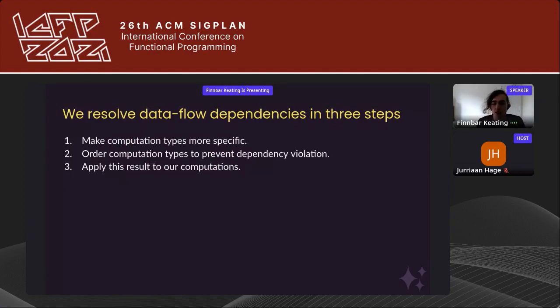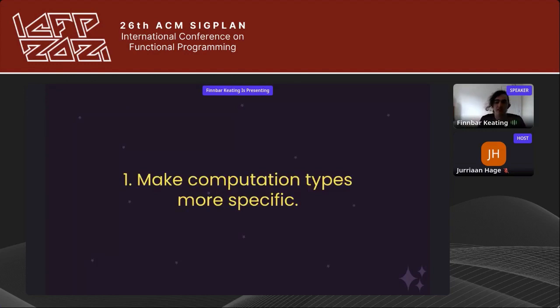Then finally, we're going to take this compile time result, this new type that we've got that correctly orders the computations, and apply this result at runtime, which requires a few extra steps that we're going to briefly talk about. So, first section, make computation types more specific. As I said, we're going to look at how these computations are currently typed, and then introduce more specific types that detail these reads and writes.